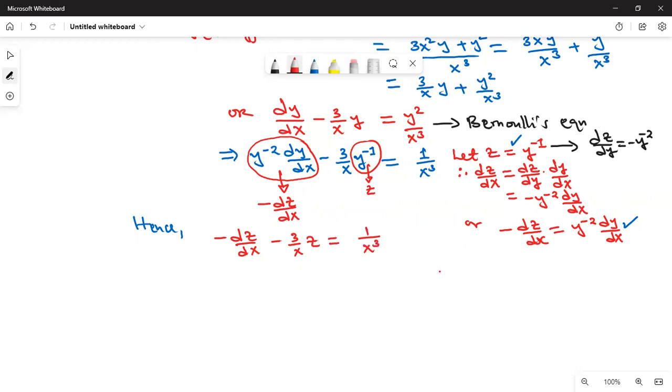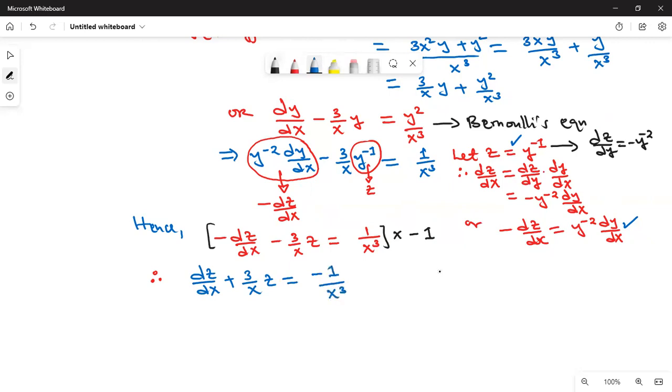But you need to make the coefficient of dz/dx equal to 1. So I'm going to multiply both sides by negative 1. Remember, the whole of this equation, we multiply by negative 1. So we are going to get dz/dx plus 3 over x times z is equal to negative 1 over x cubed.